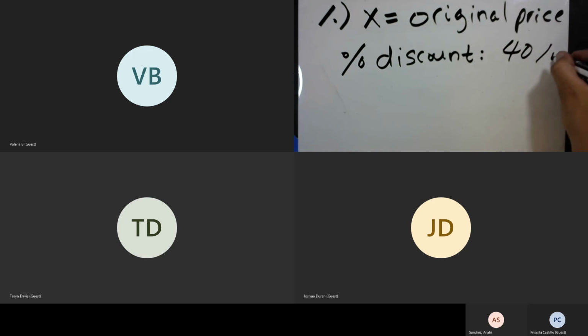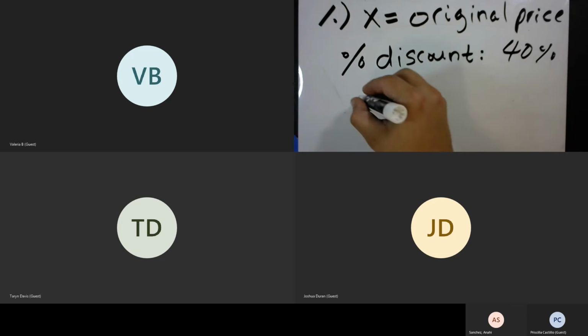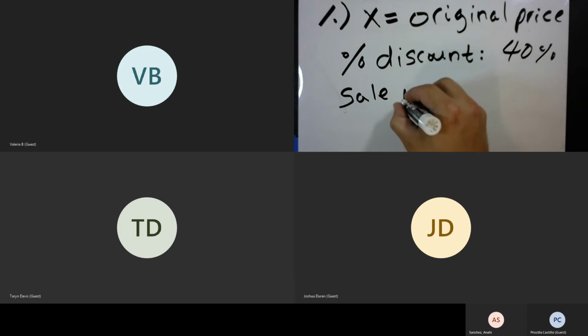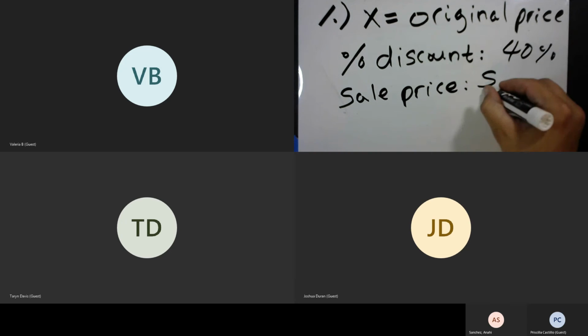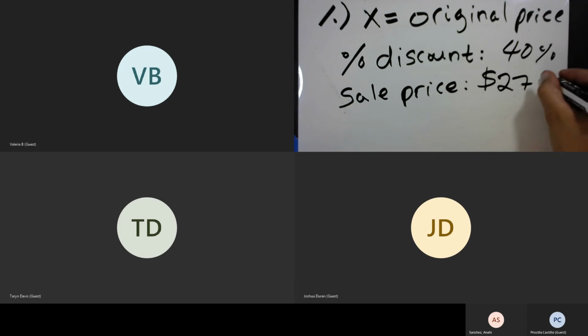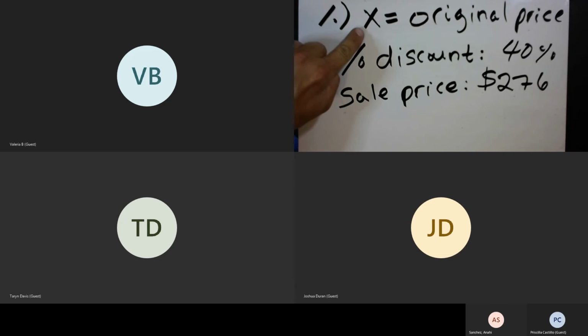That was 40%. What else do we know? The sale price. This is after the discount. It's $276. So we've got that much figured out. So that's what we know, and this is what we don't know.